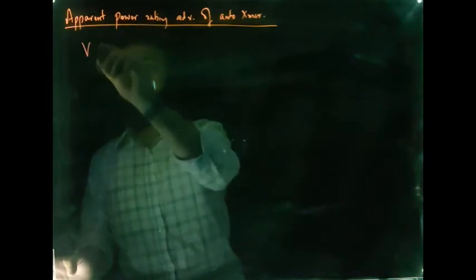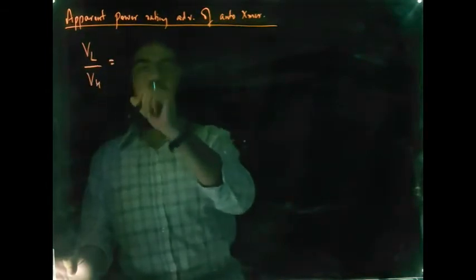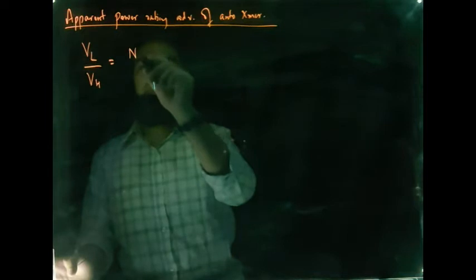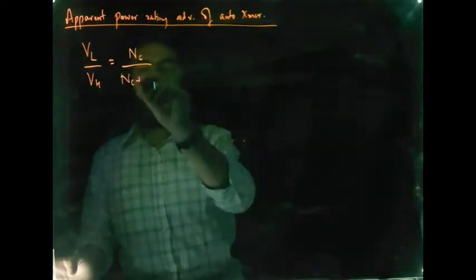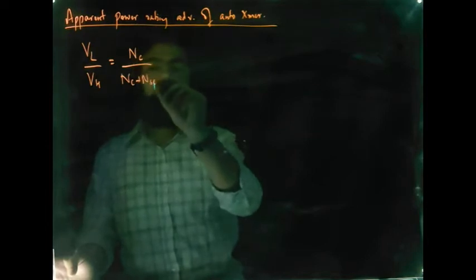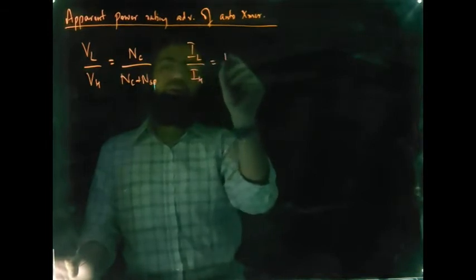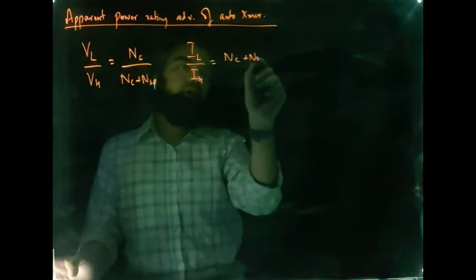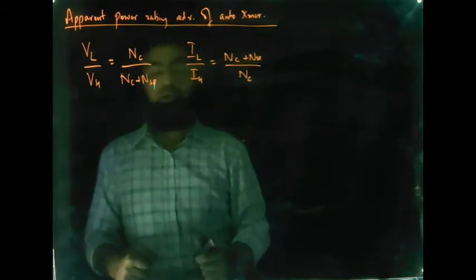So you have the equations that we just found out. VL divided by VH is equal to NC divided by NC plus NSC, and IL divided by IH is equal to NC plus NSC divided by NC. So this is what we just derived, the voltage and current equations of an auto transformer.